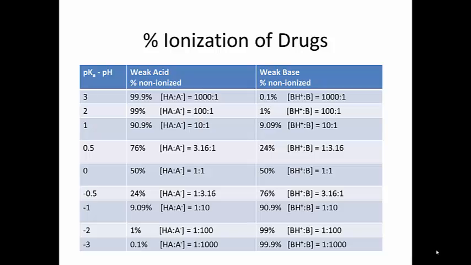This figure shows how the percent ionization of a drug changes as the pH gets larger or smaller than the pKa. Because pH is a log scale, small changes in pH can greatly change the percent ionization. For example, when the pH is 1 less than the pKa, 90% of a weak acid will be non-ionized.